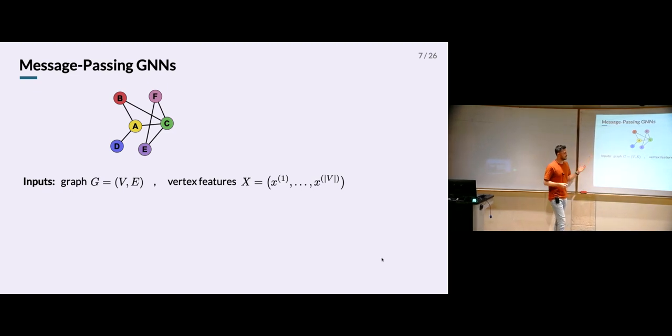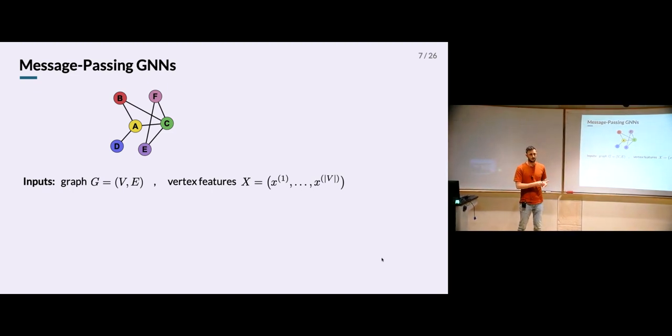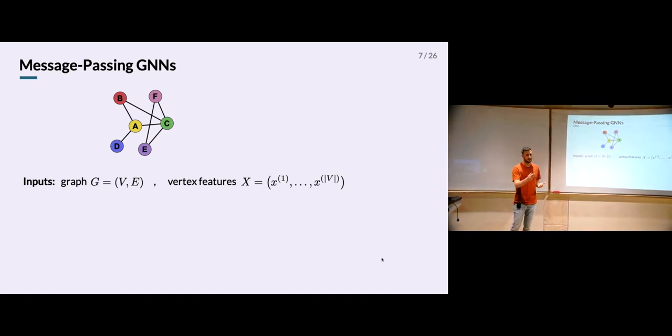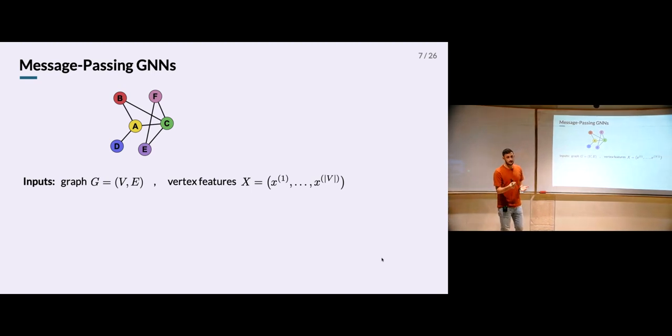And what the GNNs do, they associate a hidden embedding with each one of the vertices. And at each layer, they update this embedding using the neighbors. This is why it's called message passing. Essentially, you update your embedding using your neighbors. They pass messages to you. And in the illustration, this looks something like this.